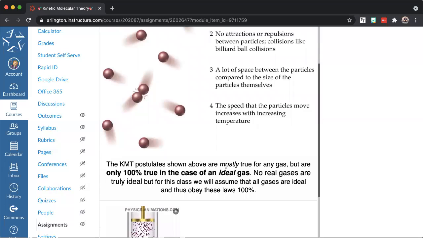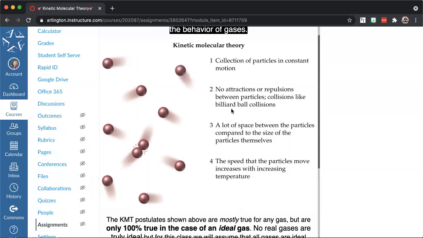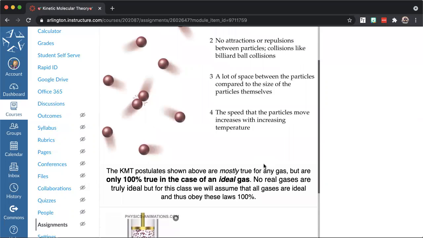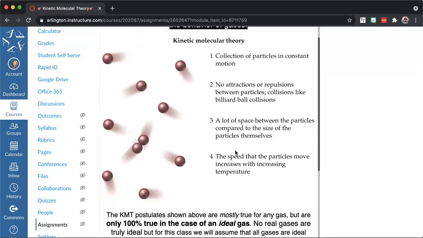So these postulates are true for most gases, okay? They're only 100% true in the case of what we call an ideal gas. An ideal gas is going to be ideal, meaning it's going to follow all four of these postulates. It's going to be perfect. It's ideal, okay? But we don't live in the ideal world. We live in the real world. And so most gases are actually what we call real gases, okay? But for our class, we're going to assume that all our gases are ideal. And so they're all going to obey these postulates, or these parts of the theory, 100%.